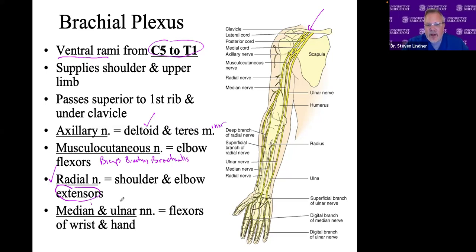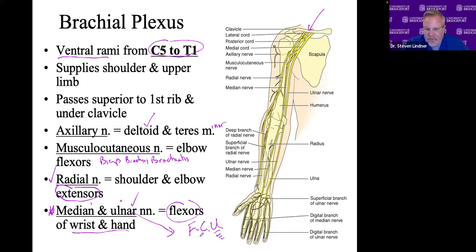And then the median and ulnar nerves are primarily going to control the flexors of the wrist and the fingers. And the majority of them will be median nerve. A few of them, very few, are going to get ulnar nerve. I can think of two that do. There's the flexor carpi ulnaris, right? The ulnaris tells you it's ulnar nerve.